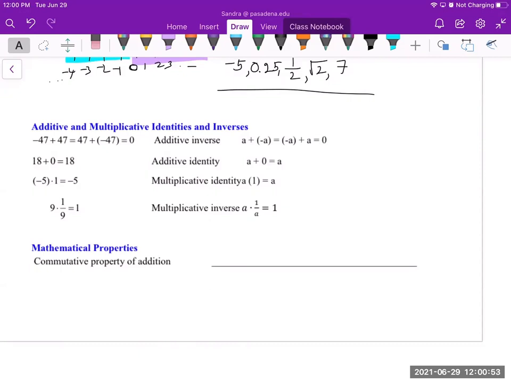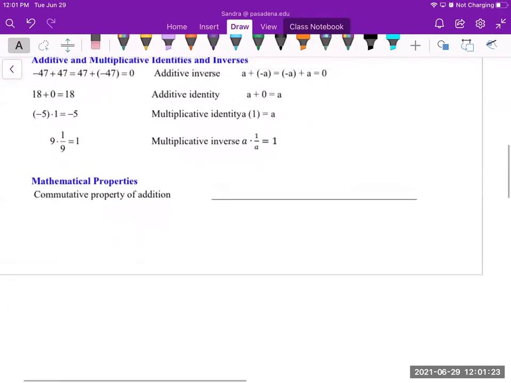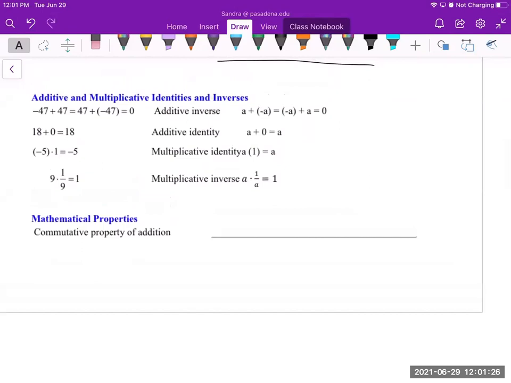In this case, I gave you the example already as 18 plus 0, but what if I give you 5 plus 0 is equal to 5? What if I give you -3 plus 0 is equal to -3? Multiplicative identity says if you multiply any number times 1, you get that number back. Multiplicative inverse says if you multiply a fraction times the reciprocal of that fraction, it's always equal to 1. And that's basically it. You just have to be able to understand the names. Let's go ahead and move on to mathematical properties.